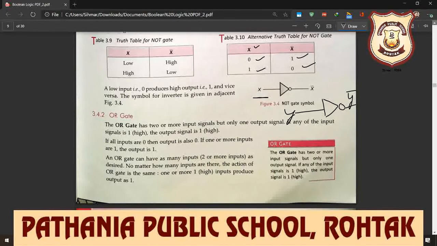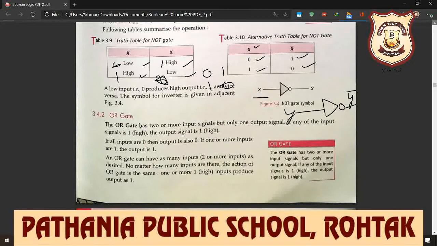So in the truth table of the NOT gate, you can say 0 1 1 0, and in circuit form, low high high low. Always low converts to high and high converts to low. Low means 0, high means 1. So when you input the 0, you always find the output 1, and when you input the 1 you always find the 0 here. Clear? So the next gate is our OR gate.